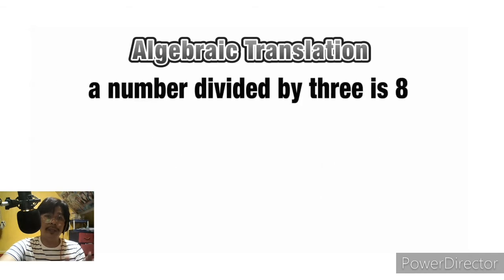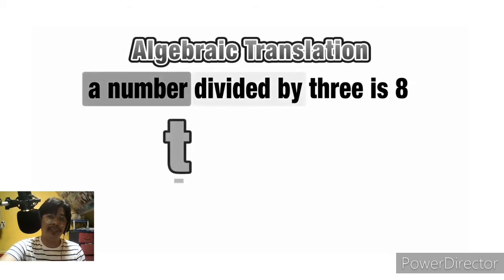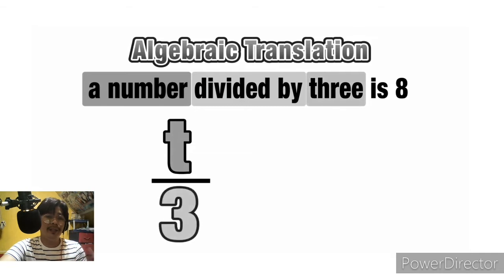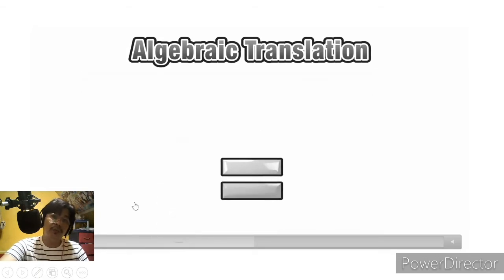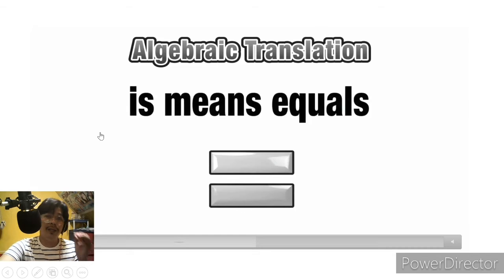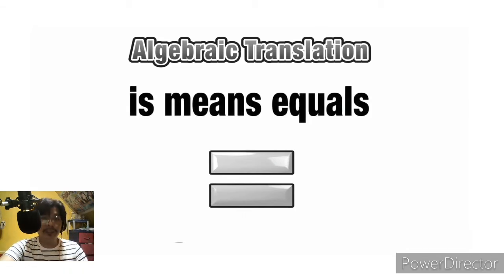So, in order to identify the independent groupings in a word that we have, a number divided by 3 is 8. So, a number represented by a letter T and divided by 3, so over 3, and is 8. The word is equal to, equal sign, or is means equal.